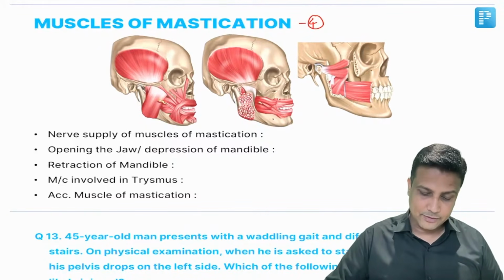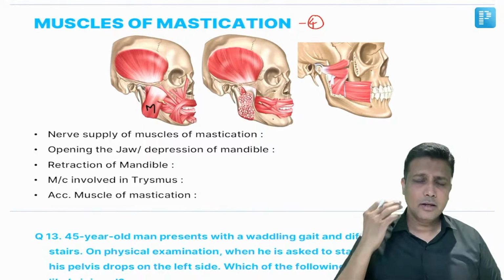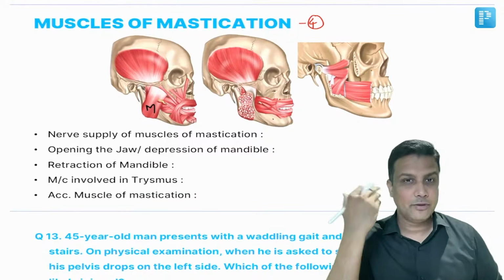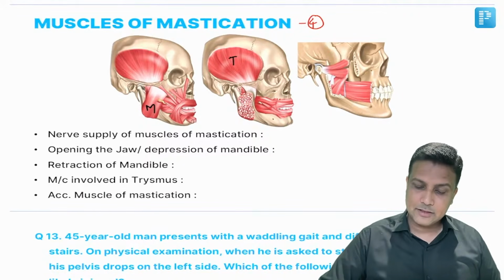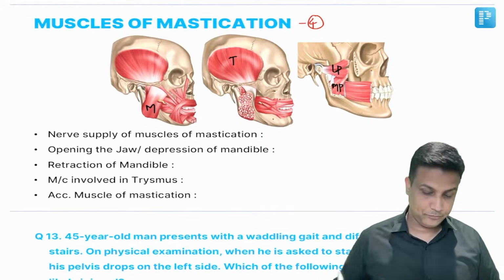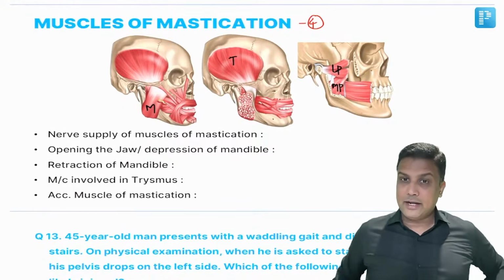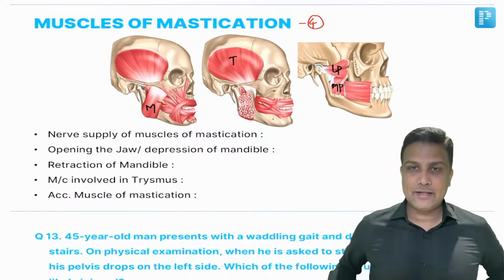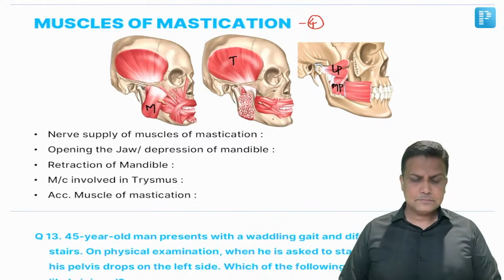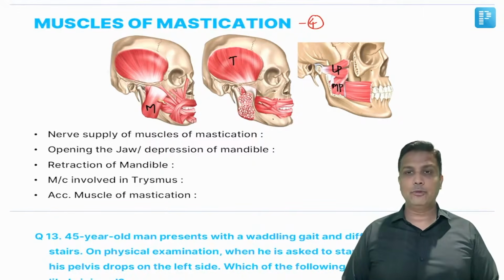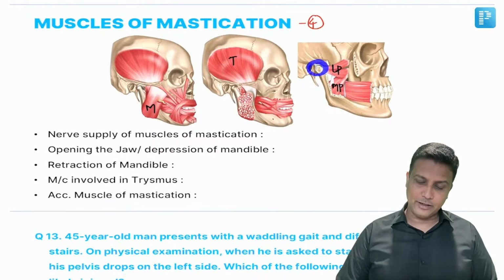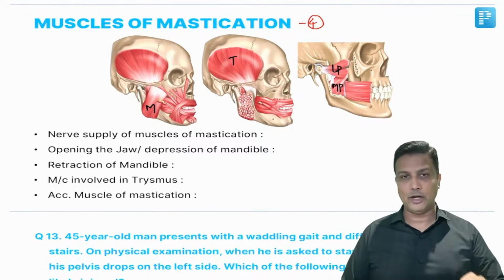Number one, this one here will be the masseter. Masseter is attached to this angle of the mandible from the outer side. And this one here will be the temporalis muscle. And then this one here will be the lateral pterygoid. And this one here will be the medial pterygoid muscle. So there will be masseter, temporalis, the lateral pterygoid muscle and the medial pterygoid muscle. Easy to identify. Why? Because lateral pterygoid muscle is the one which will be attached to the capsule of the temporomandibular joint.